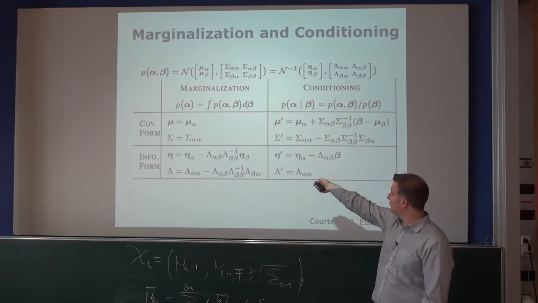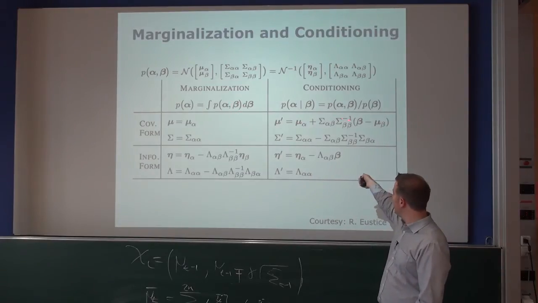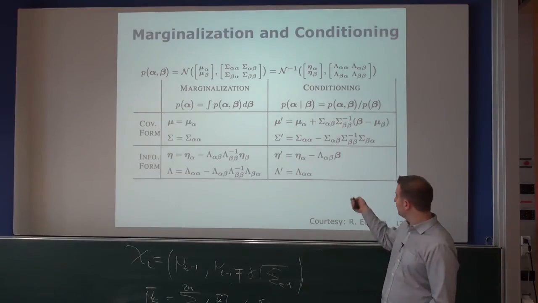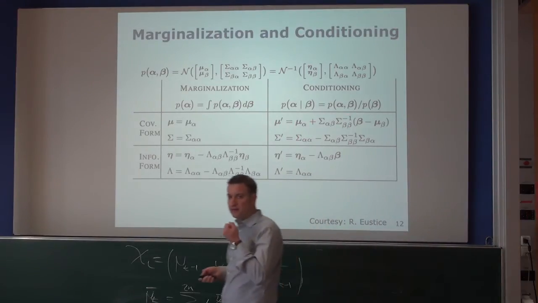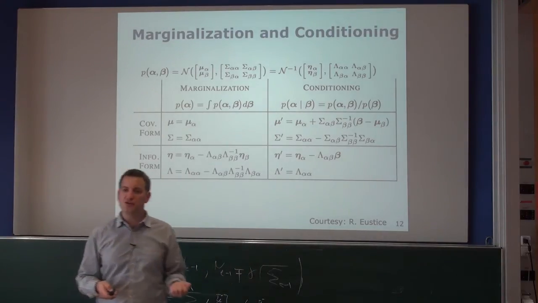However, for the conditioning, the problem is I need to take out a part of the covariance matrix, the covariance matrix on B, and invert that. And this inversion is a costly operation. So conditioning is expensive in the standard form, but marginalization is easy.